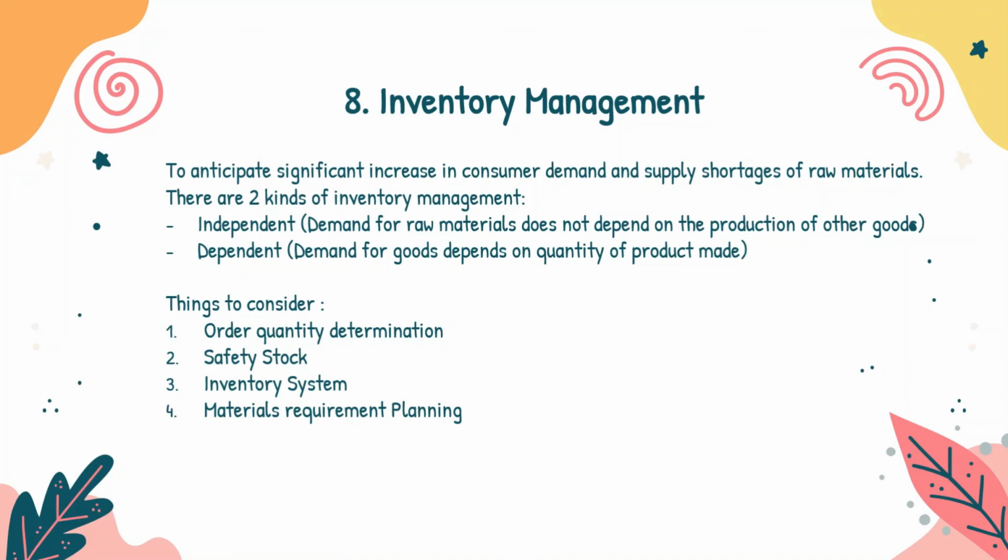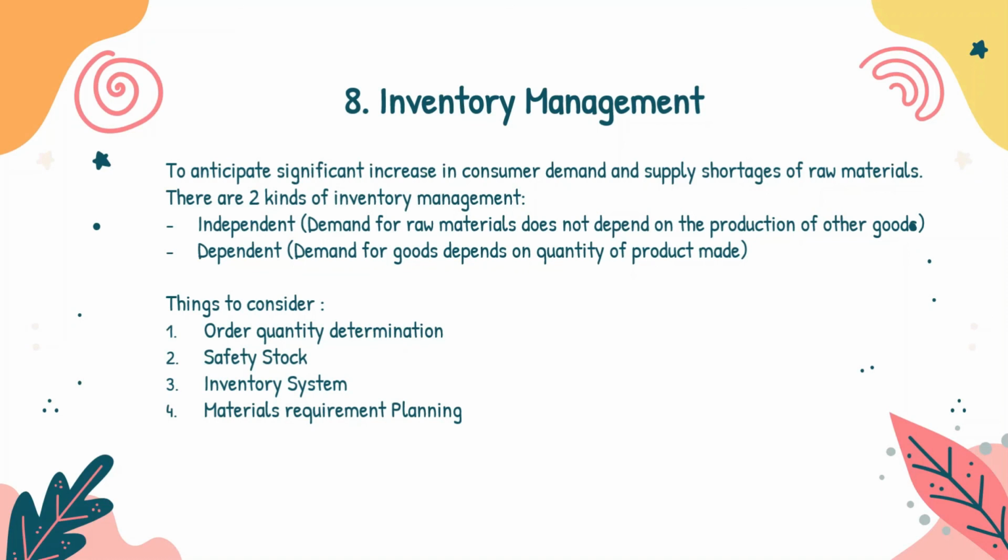After you already determine the quantity of your production, you can go to the next step, which is inventory management. Because after you produce the product, you will need to consider how you store it and how you can manage that product in inventory. This is in order to anticipate the increasing consumer demand and also supply shortages of raw materials.